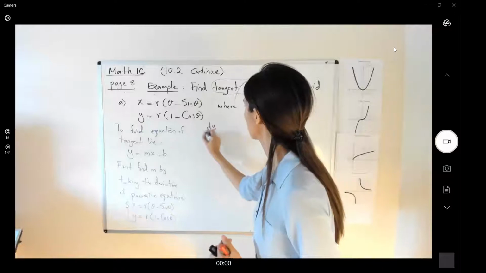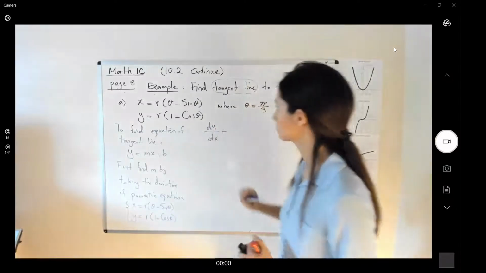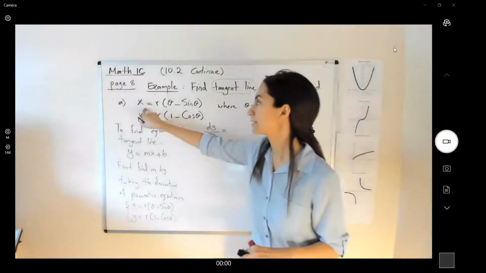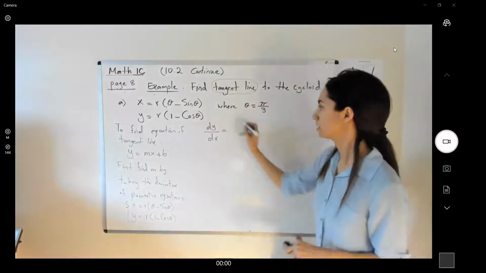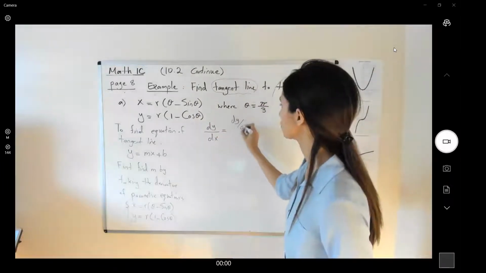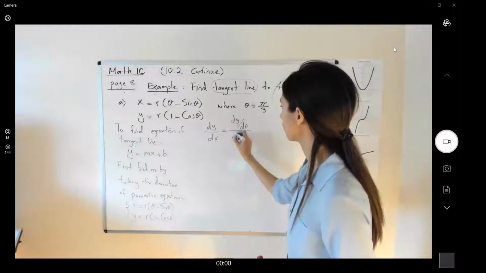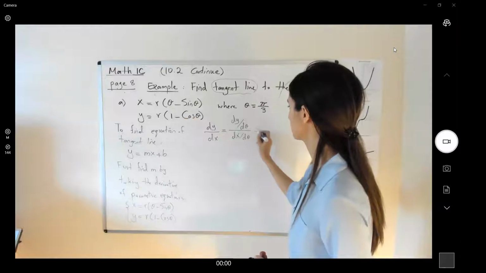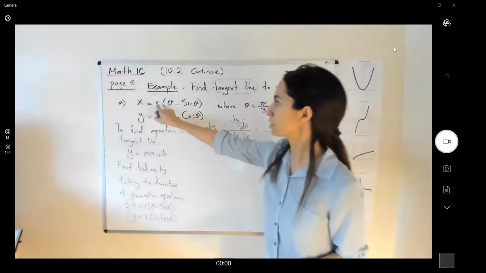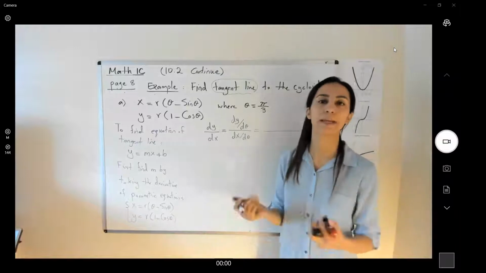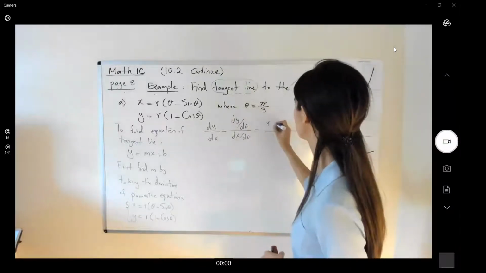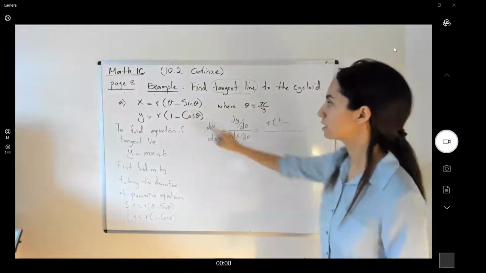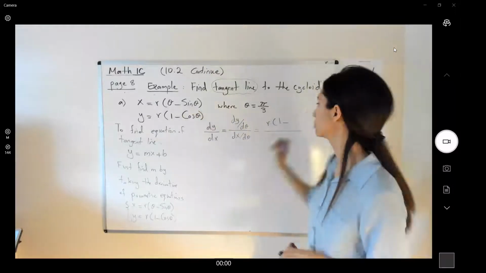dy over dx. Since y is a function of theta and x is a function of theta, we are taking the derivative of y with respect to theta. We're taking the derivative of x with respect to theta as well. So first of all, r as a radius can be any number. Copy down your r. The derivative of theta is equal to 1, minus the derivative of sine is equal to cosine.